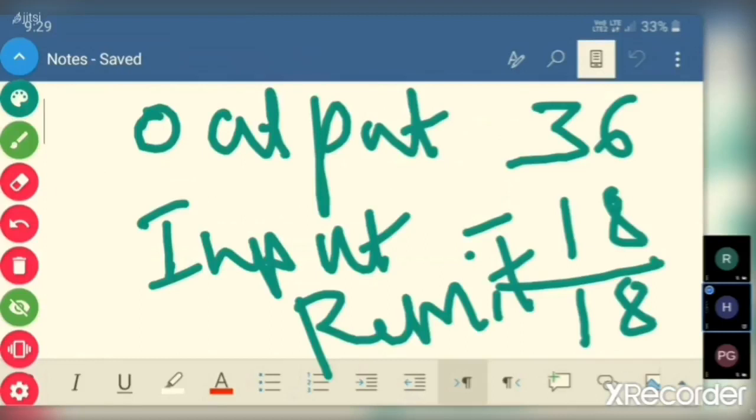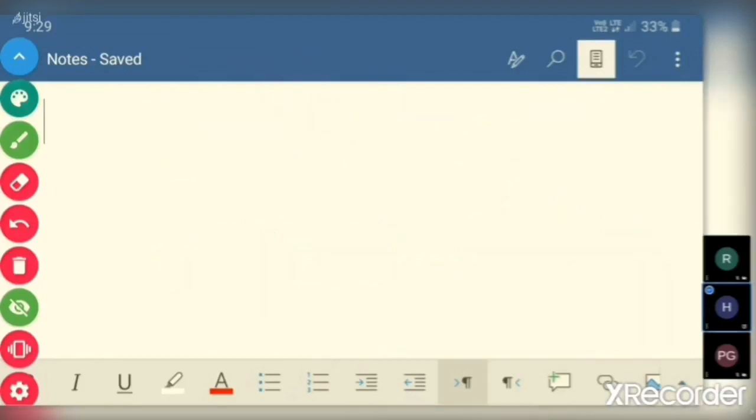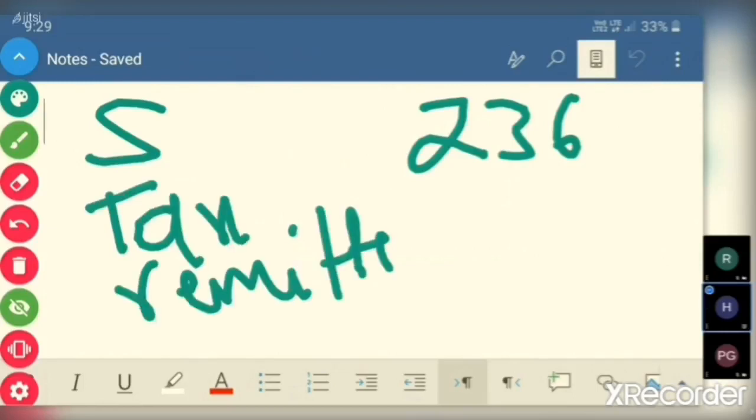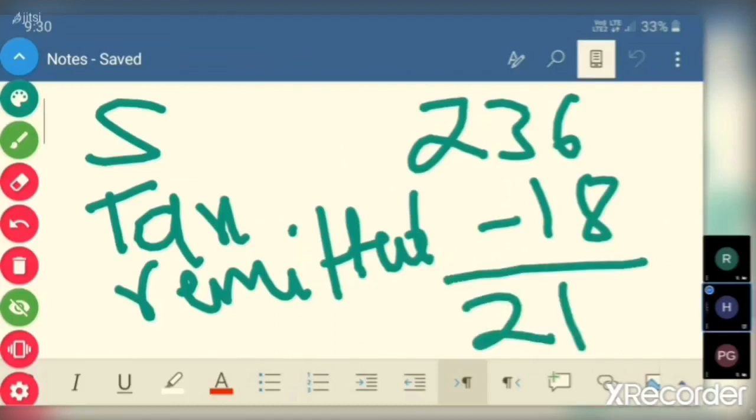Now in this case, what is the sale price? The sale price is 236. That is the amount collected by the subsequent second seller, less tax remitted, minus 18. So how much will he be left with? He will be left with 218 net cash. So the seller collects 236, and 18 rupees he will remit to the government. That is the value added tax concept.